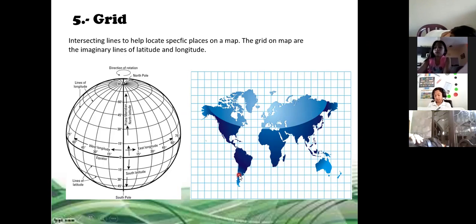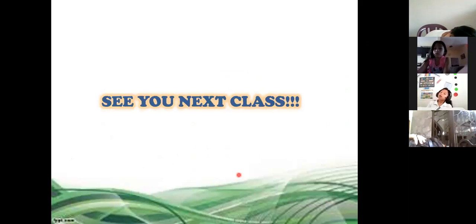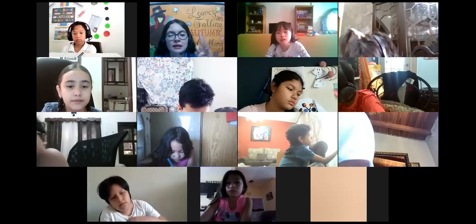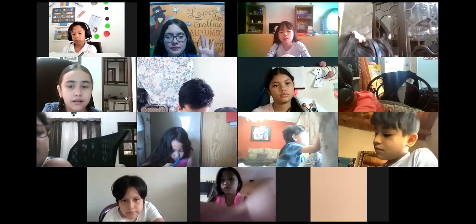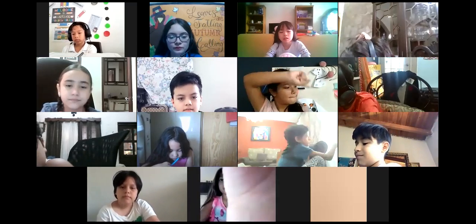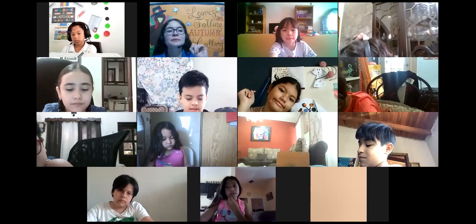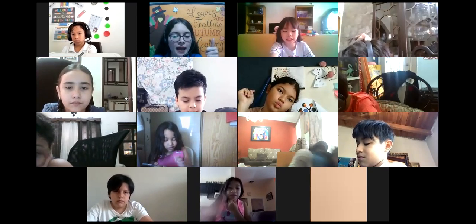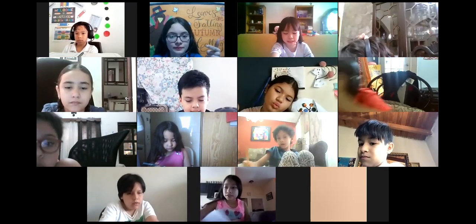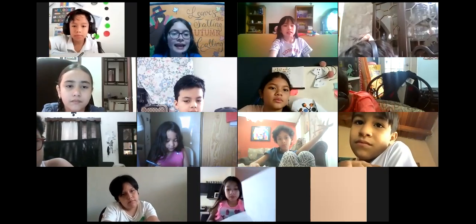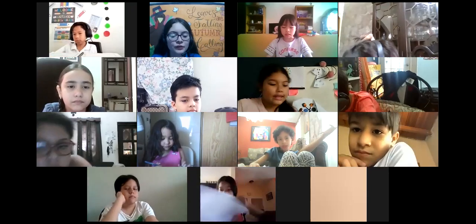Now, remember, these are the parts of the maps that I mentioned. Before we go, class, who can tell me the 3 types of maps that we studied? Remember, we have political map, physical map, climate map. Excellent. Those are the 3 types of map.